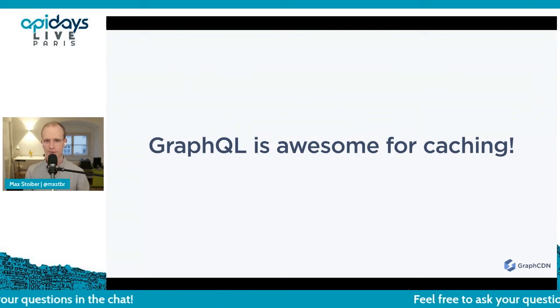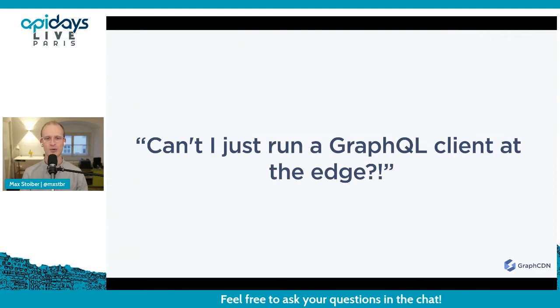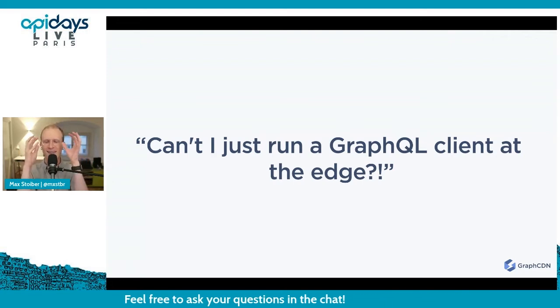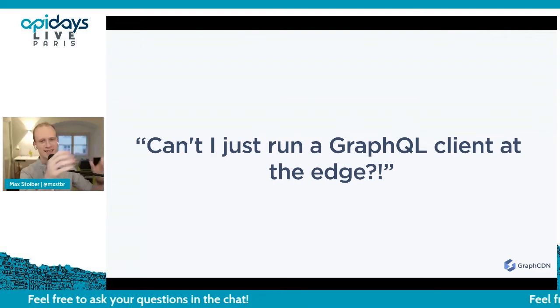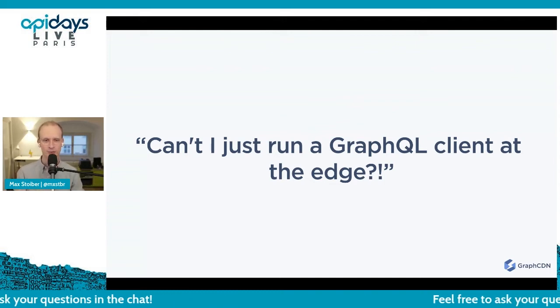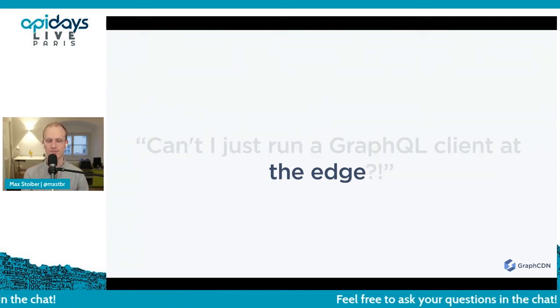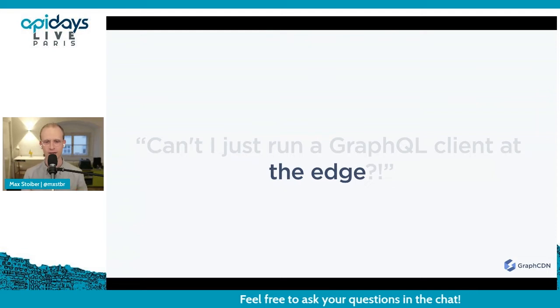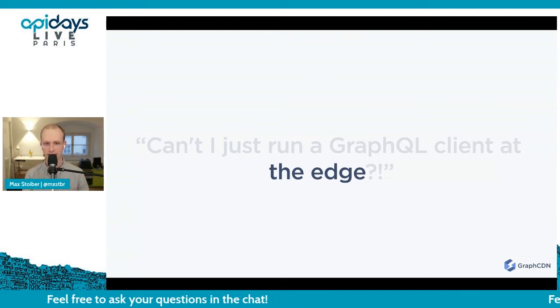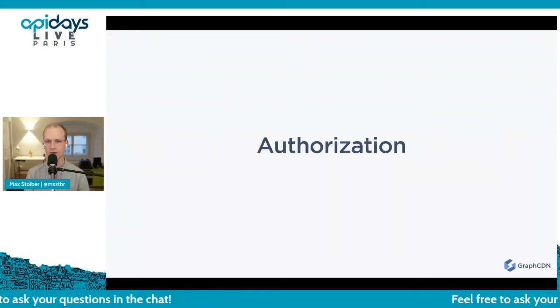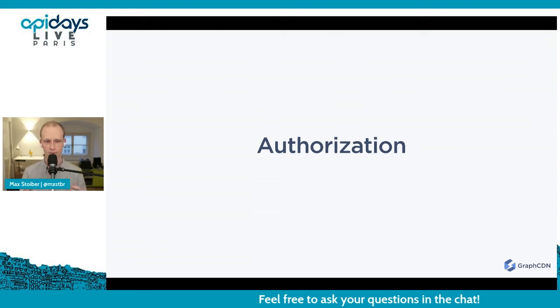So with that out of the way, let me go back to my original question. Can't I just run a GraphQL client? Can't I just take the same goddamn logic and run it at the edge? Now, the big problem here, of course, is the edge. The big difference between running this in a single user's browser and running it at the edge for many users is authorization, right? Because suddenly you're no longer dealing with only a single person's data.